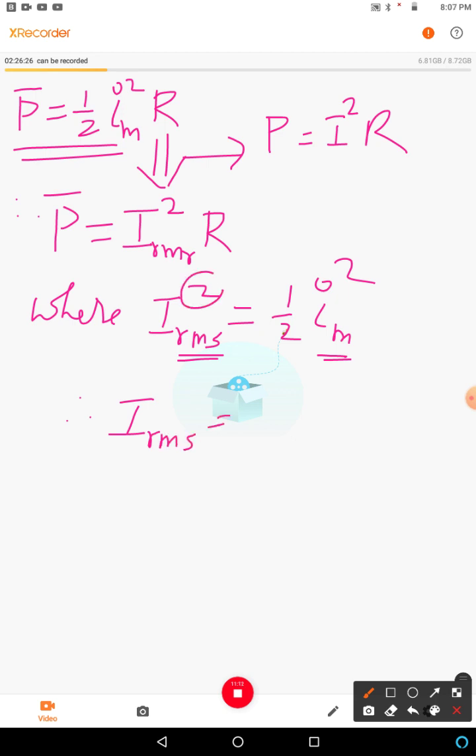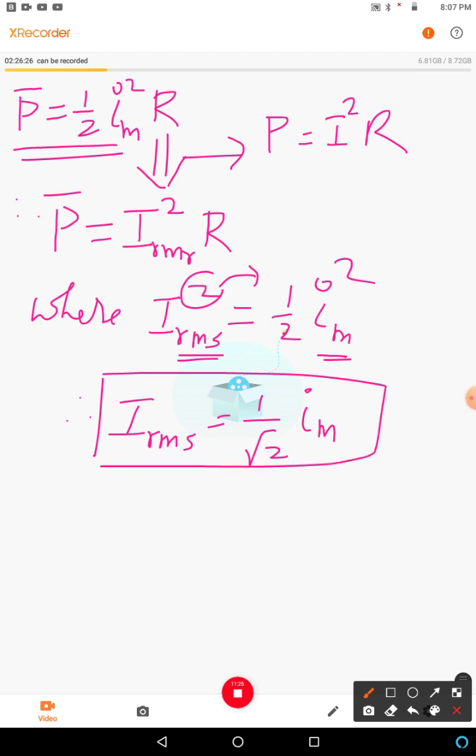I'll take this square root. The half under the square root becomes 1/√2, the square root of I m square, and this gives I m. So this I RMS is equal to I m by root 2. That shows that I RMS is equal to I m by root 2.